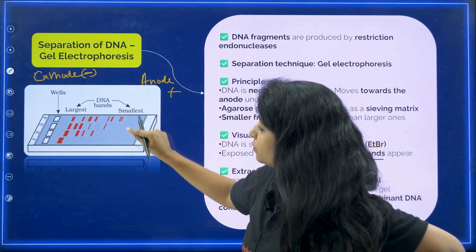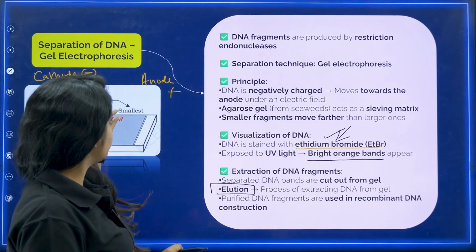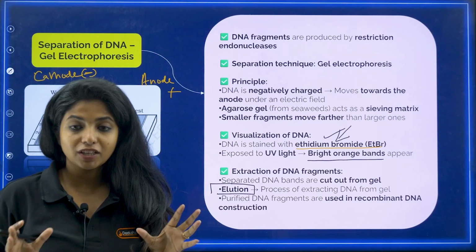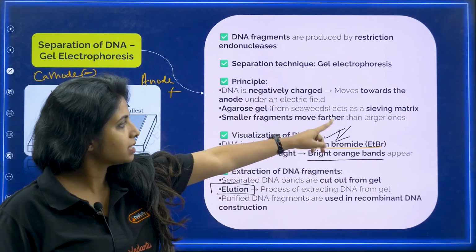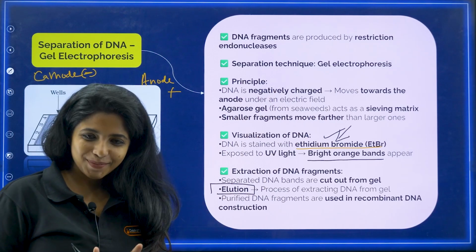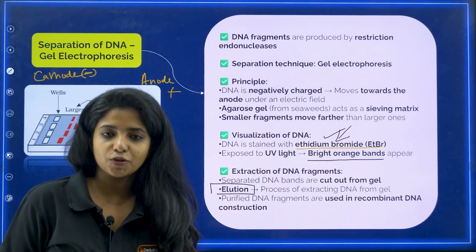Now, you have to remove the DNA. The process is known as elution. With the help of elution, you can remove the DNA very easily. Extract the DNA. Got it? So agarose gel from seaweeds acts as a sieving matrix. I hope this works. Smaller fragments move farther than larger ones.